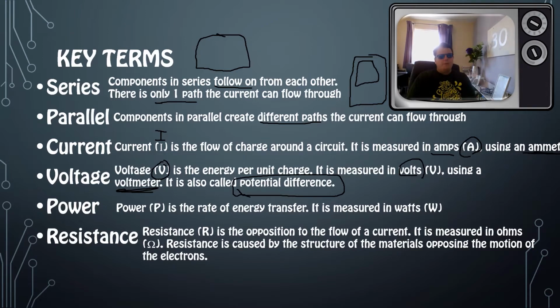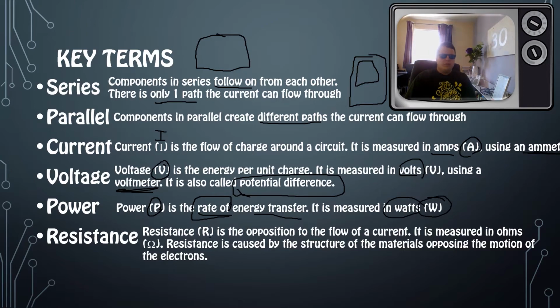Power has the symbol P, and that is the rate of energy transfer. Wherever we see 'rate of', that means per unit time, something divided by time. So it's energy transfer divided by time, and that's measured in watts, or a capital W.